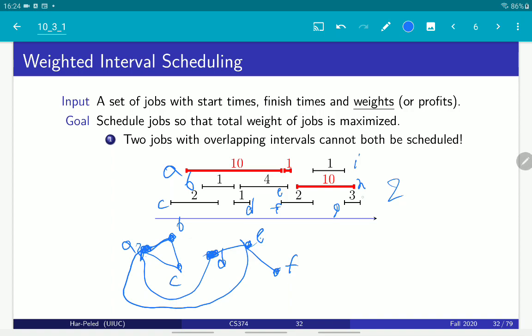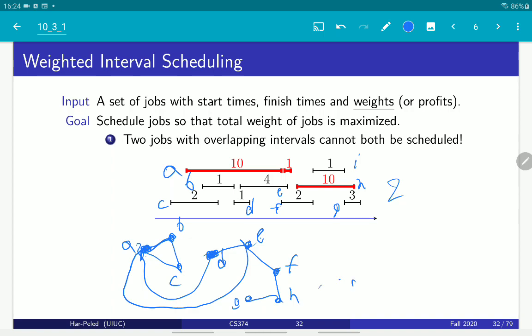G is going to overlap with... F overlaps with H, right? And H overlaps with G, right? And so on and so forth, right? Let me not do all the examples.